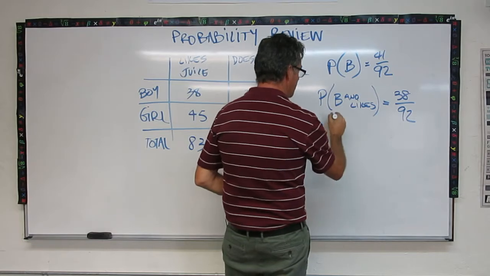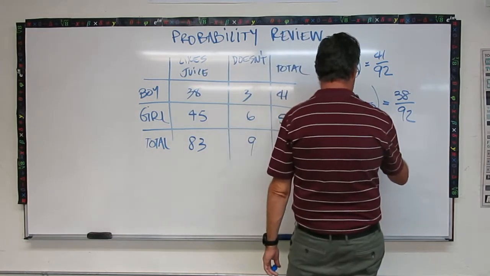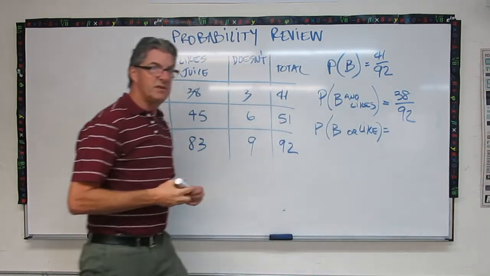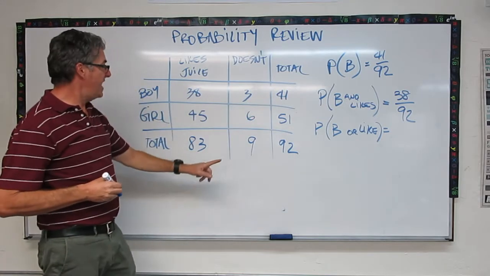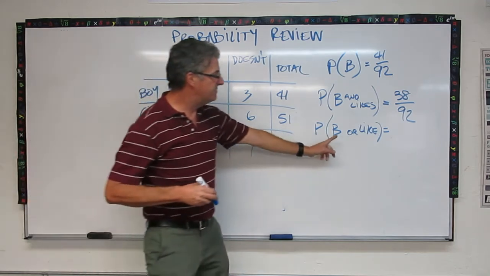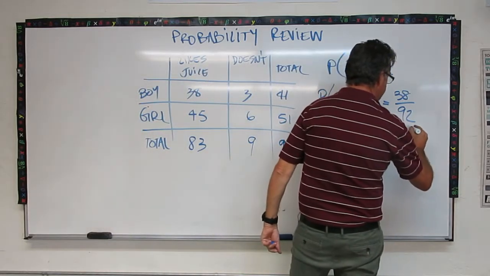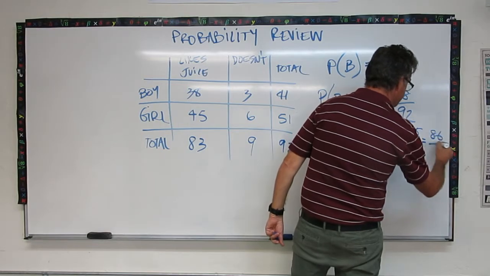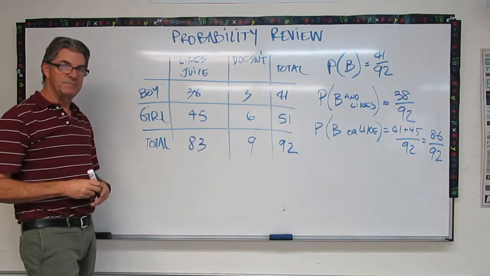Now let's try another one, a little more tricky. What's the probability that it's a boy or likes juice? So that means all the boys, so that's going to be 41, but we also get to add the 45 girls that like juice because they qualify. It's boy or like, so that's going to be 41 plus 45 over 92, which is going to be 86 over 92. Okay? So now the questions are getting a little bit more complicated.